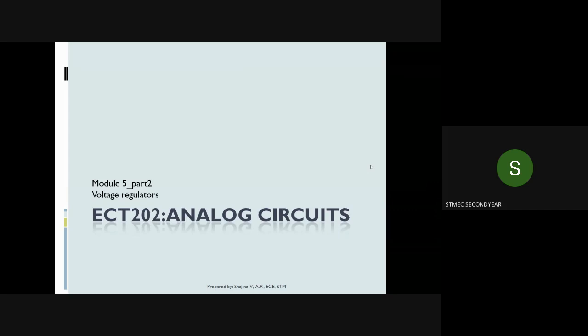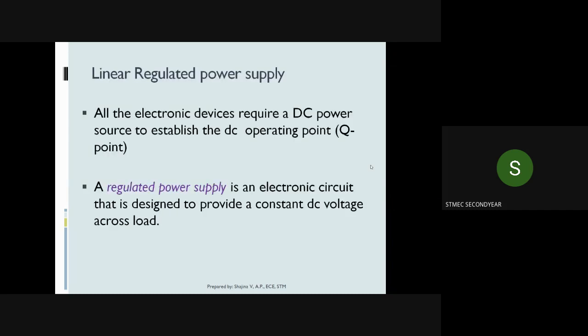You must have studied voltage regulators a little in first year. So we can see what a voltage regulator is. In this part, you have to study the principle of linear regulated power supply. The main component is voltage regulators. Then you have to study the design of different types of voltage regulators. First of all, we can see the principle of linear regulated power supply.